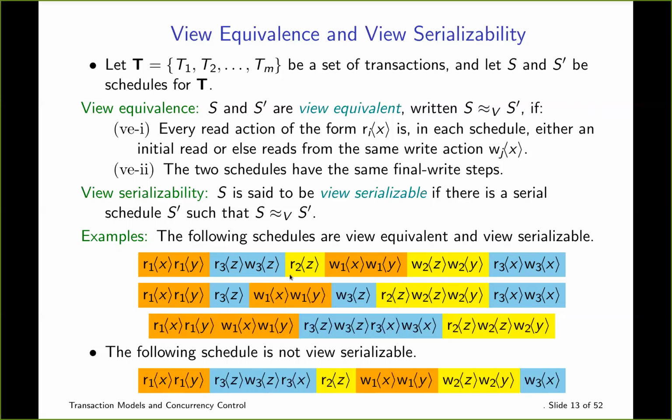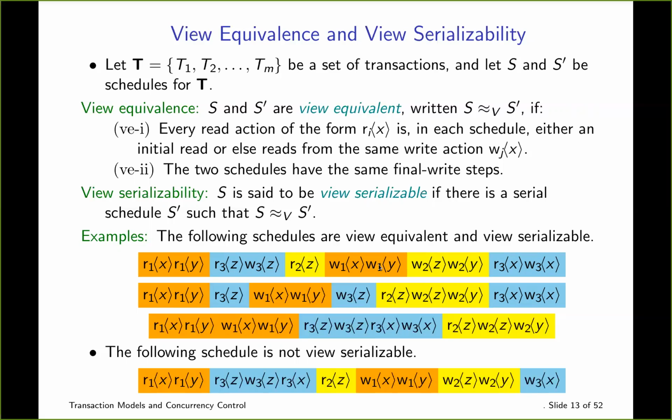Now, if we look at this right here, you ask yourself, all right, what's the initial read of Z? Well, there's the initial read of Z right there. Okay, that's the initial read of Z. In this case here, transaction 2 is reading Z from who? From transaction 3.